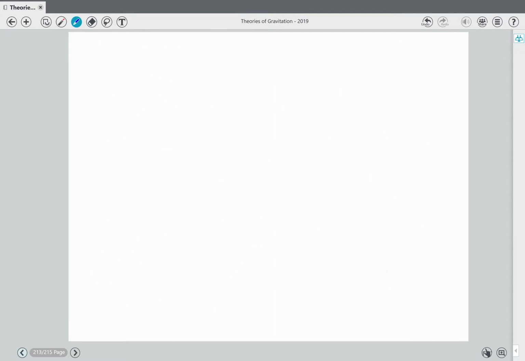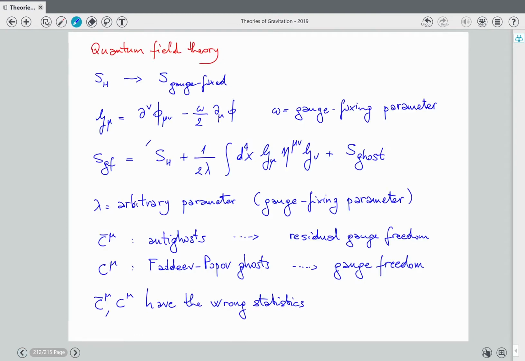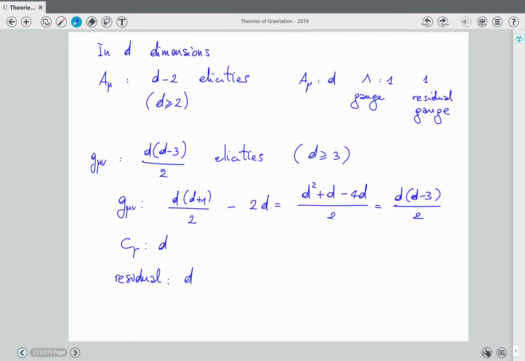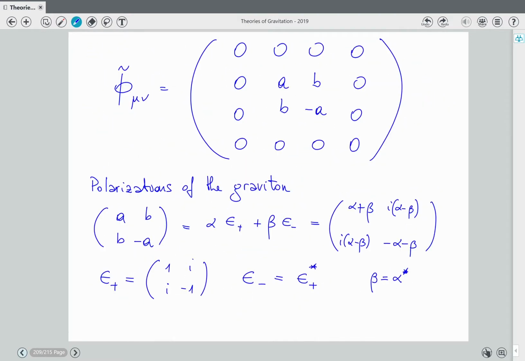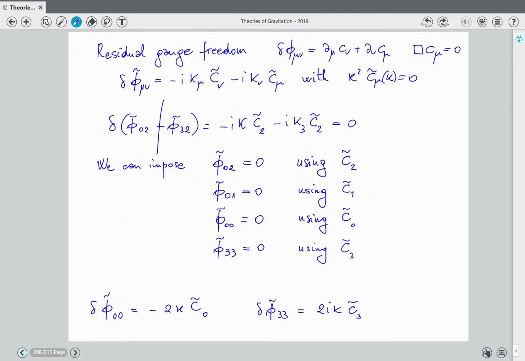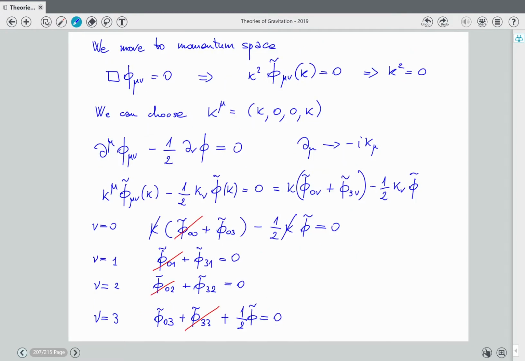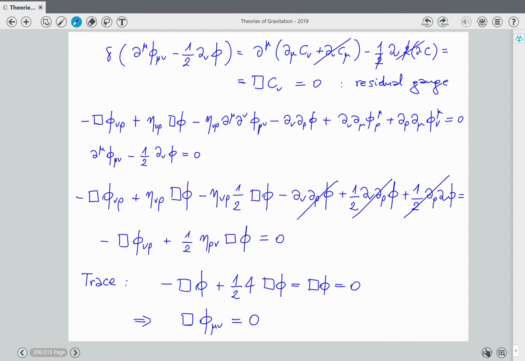So to compute the quadratic part of the action, we have already computed actually the quadratic part of S_H, so that is already done, and we just have to add the quadratic part of the square of the gauge fixing.